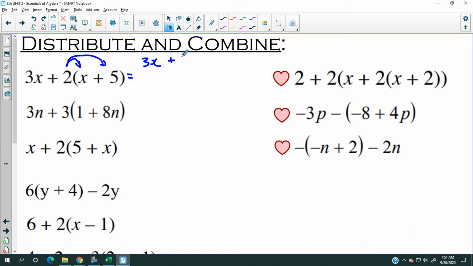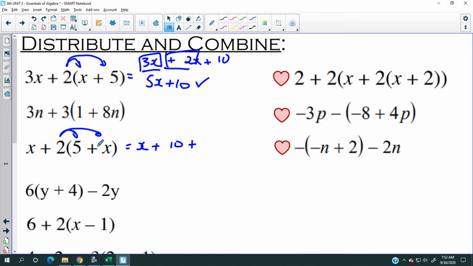So 2 times x is 2x, plus 2 times 5. Don't forget, don't write just 5, it's 2 times 5. Like terms: 3x and 2x, that's 5x. 5x plus 10. All right, let's try another one. I like this one. Distribute. So 2 times 5 is 10.